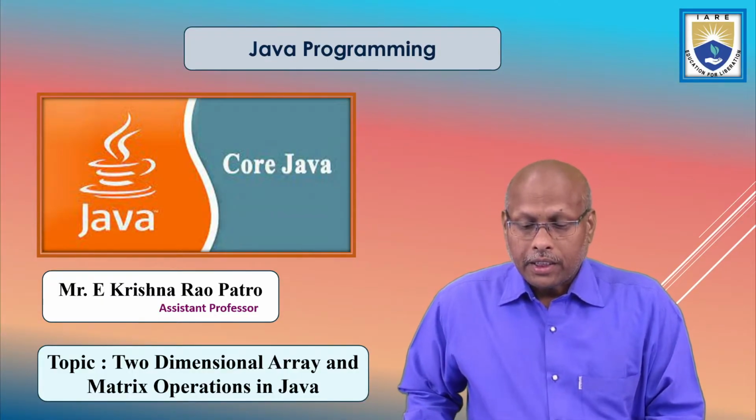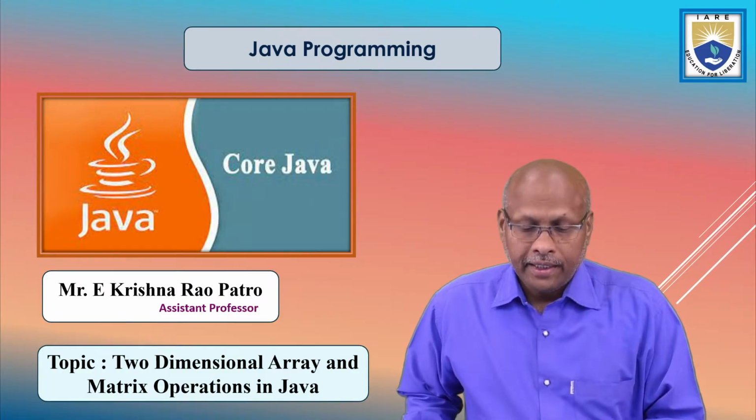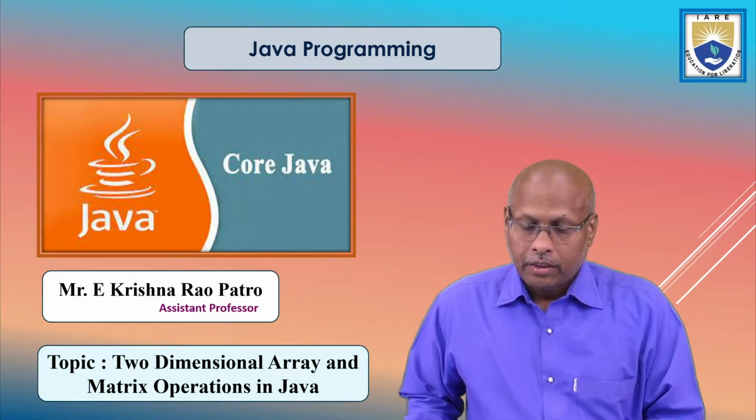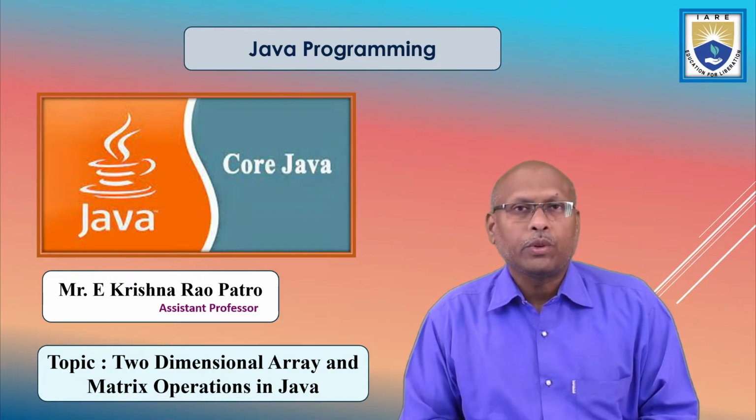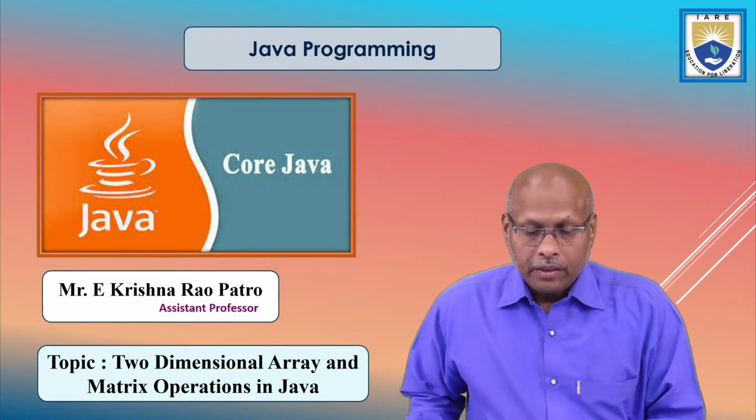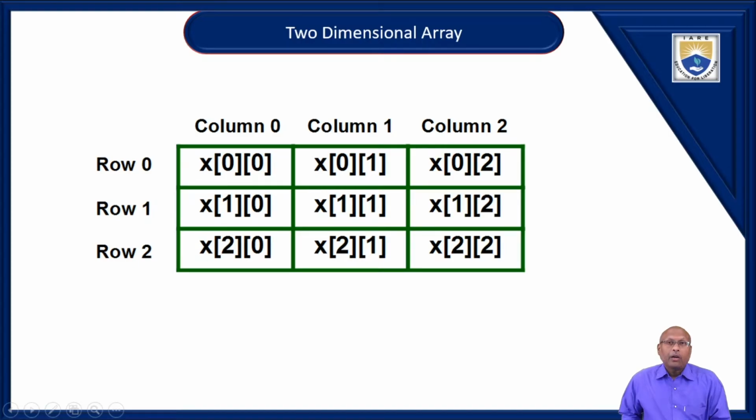Today I will discuss the two-dimensional array and matrix operations in Java, and how you can perform matrix operations with the help of a two-dimensional array. First we'll see what a two-dimensional array looks like. Generally, when I say two-dimensional array, it is nothing but a set of rows and columns.